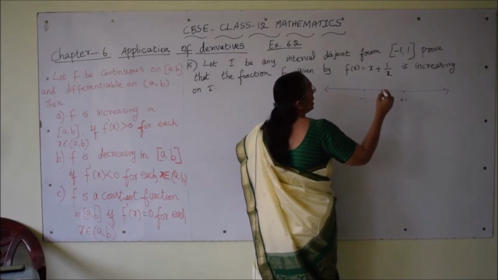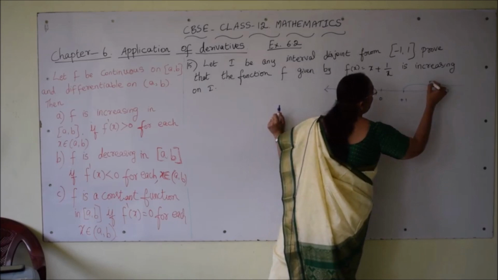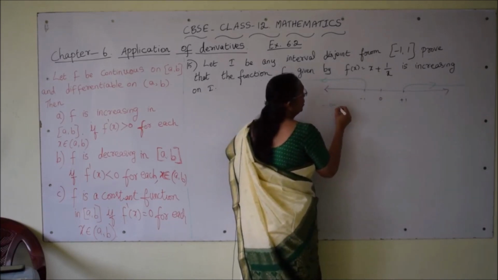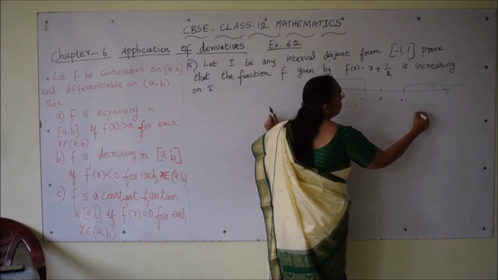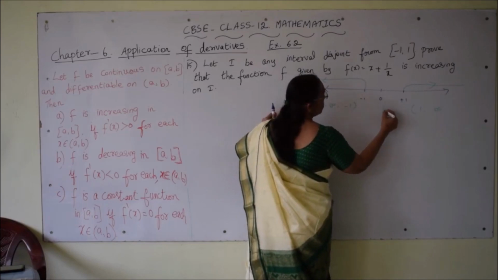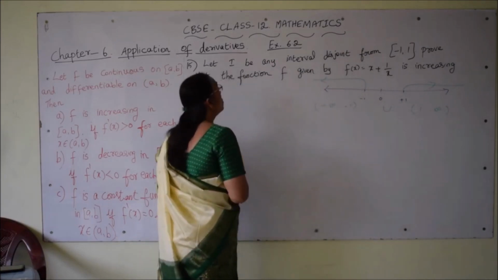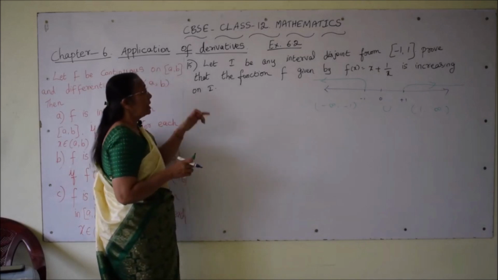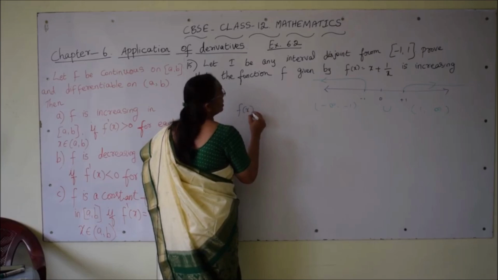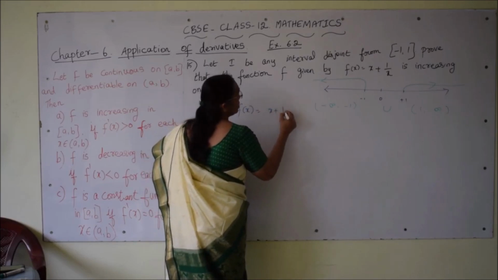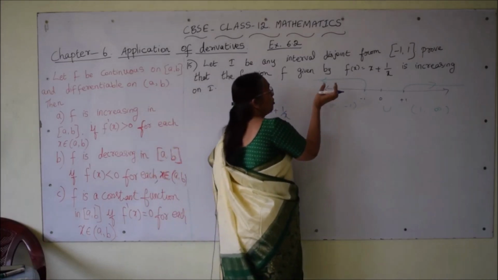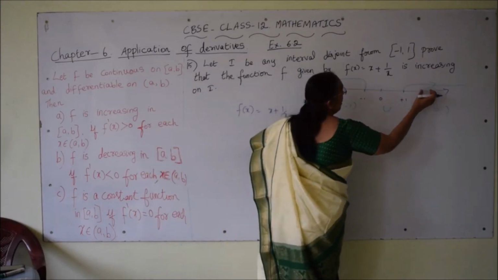That means I is taking the values away from this interval. I takes all these values, from minus infinity to minus 1, and here 1 to infinity. So, I is taking these values, this union this one. Now, our question is, prove that the function f given by f of x equals x plus 1 by x is increasing on I. So, we have to prove that the function is increasing in this interval.